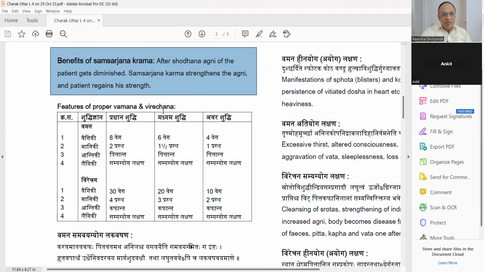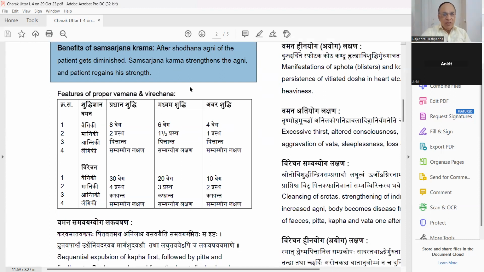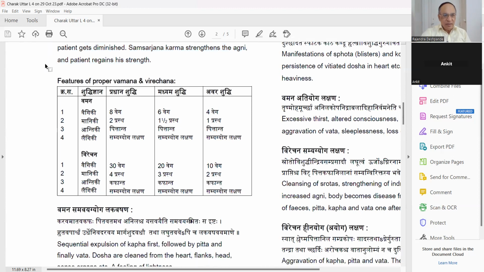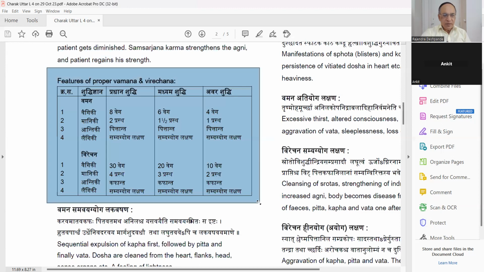Okay. Now, features of proper Vamana and Virechana. I will mark over here. This is the table. Now, you have to remember all these terms, they are very important for Vamana and for Virechana. 4 types of examination during the Vamana.